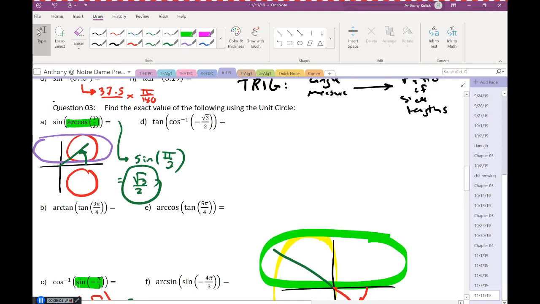D? Okay. All right. Do you need a minute to try it? Sure. Take a minute. Work from the inside out. So first thing you'd want to do is figure out what the angle is for cosine inverse of negative square root 3 over 2. Once you find that angle, then you just take the tangent of it.